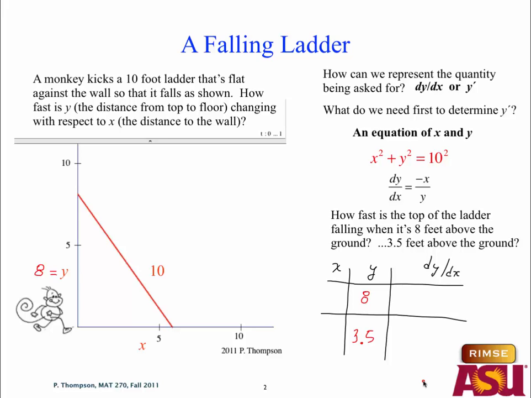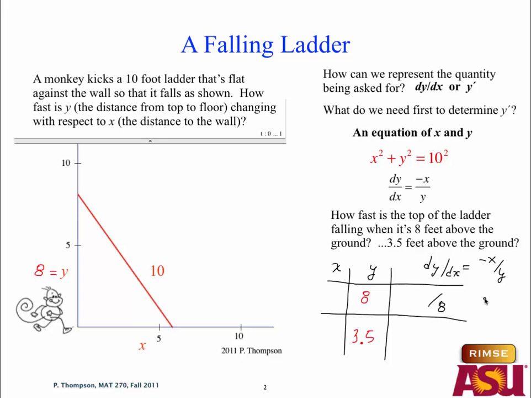Okay, so what do we need to figure out that rate of change, dy dx? We found an equation here, negative x over y. So how can we get that? How can we get dy dx? So we've got y is 8, so this equals... what the heck is x? How are we going to get x?